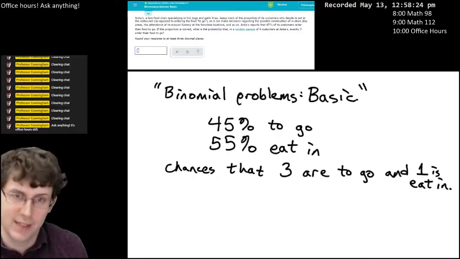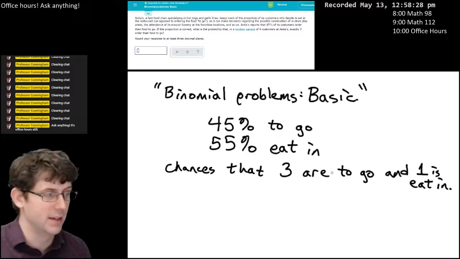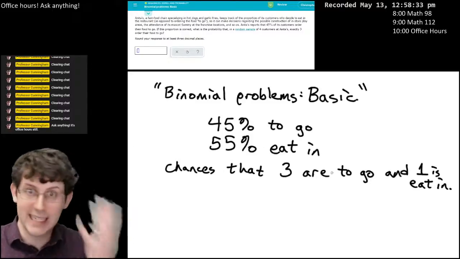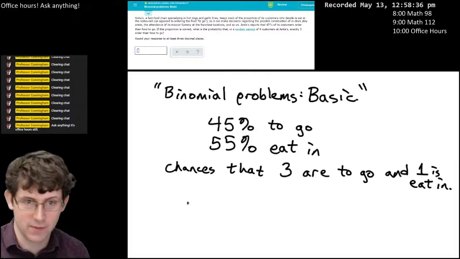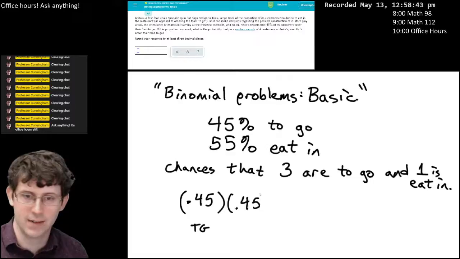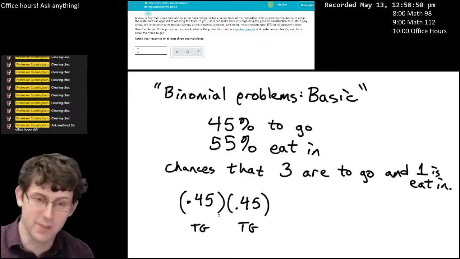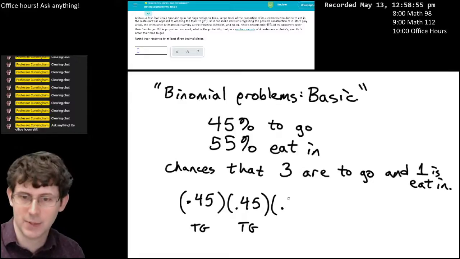So let's see what is the probability that if you pick 4 people, it's in this order: to go, to go, to go, eat in. If it's in that order, then it's 45% for the to go the first time, 45% for to go the second time. Notice that it's 45% of the first 45%, and that of makes it be times. So we're multiplying these probabilities together.